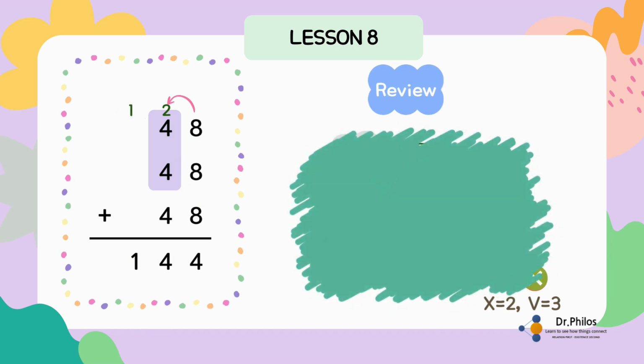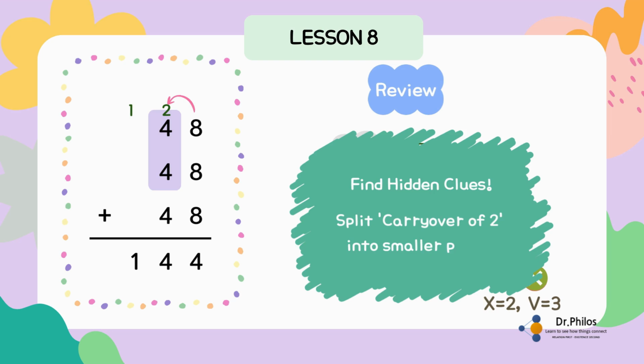Great job! You broke the carryovers down into 0, 1, and 2. But you just figured out that we had to split carryover of 2 into smaller parts. See? When you look closer, you can find things you missed at first.